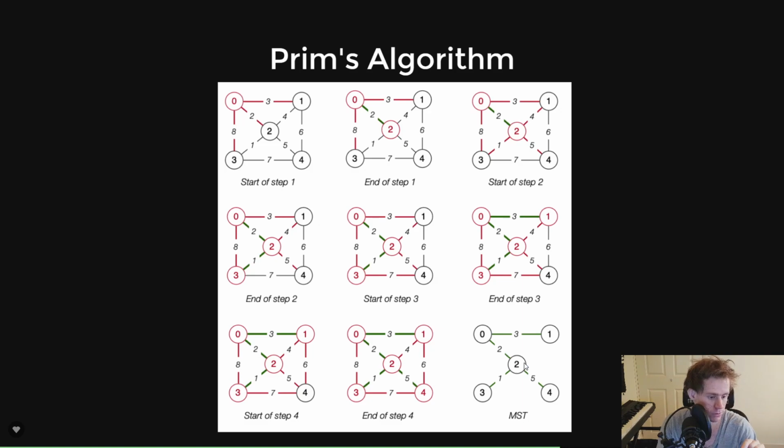And similar to Kruskal's algorithm, we stop the algorithm once we have all the vertices connected. Once we've actually connected V minus 1 edges, because this graph has 5 vertices, so once we connect 4 edges, everything is great.